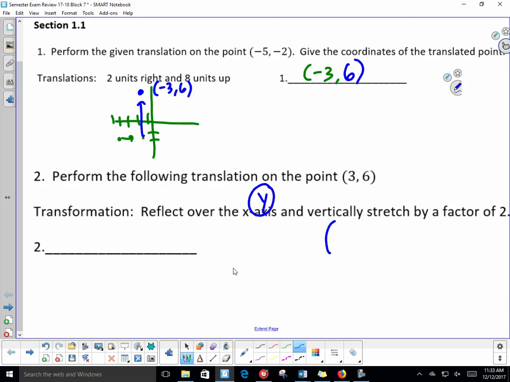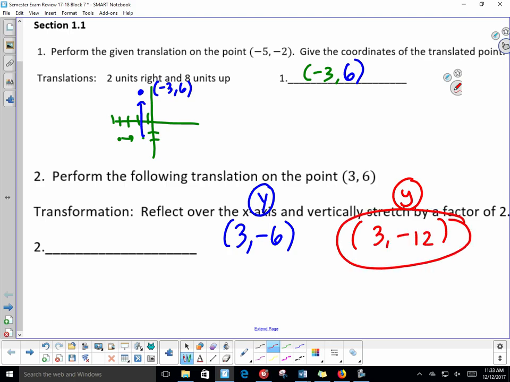Okay, so what would my ordered pair be after my first translation? (3, -6). Okay, so this one would be (3, -6). You just changed the y, and then what do I do next? When you're vertically stretching by a factor of 2, you multiply the 6 by 2. Perfect. So again, it's the y change. You'll multiply it by 2, so what would your new ordered pair be? (3, -12). Perfect. So overall, your point is at (3, -12).